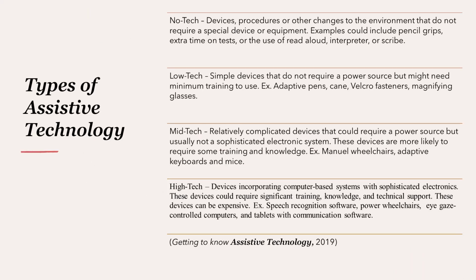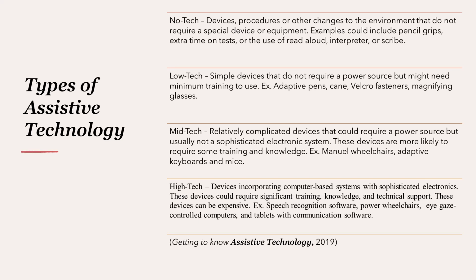Assistive technology can be broken down into many different types or categories. So first up, you can start with no tech: devices, procedures, or other changes to the environment that do not require a special device or equipment. So things like a pencil grip, extra time on test, or the use of read aloud, an interpreter, or a scribe. Then you have low tech, so simple devices that do not require a power source but might need minimum training to be used. So things like adaptive pens, a cane, Velcro fasteners, magnifying glasses.